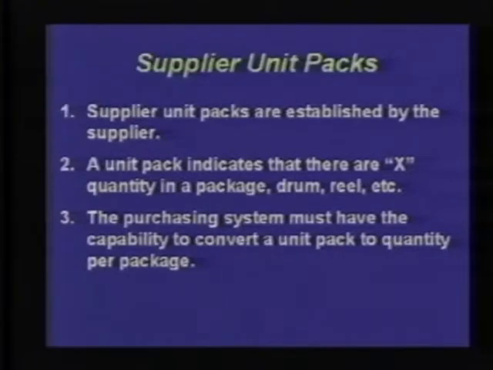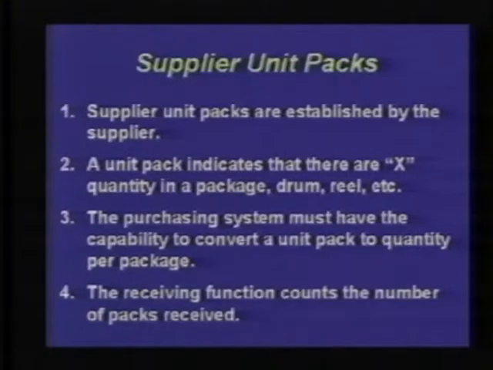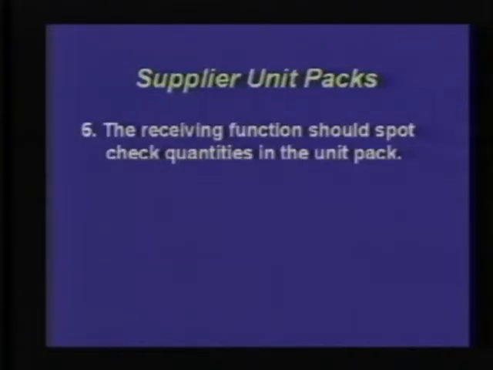3, the purchasing system must have the capability to convert a unit pack to quantity per pack if you have smaller quantities in a particular master carton. The receiving function counts the number of packs received. The receiving function should spot check quantities in the smaller unit packs to make sure that the quantities are right.